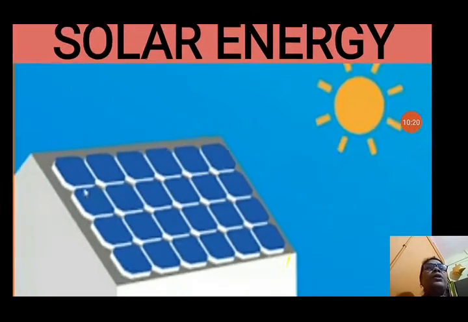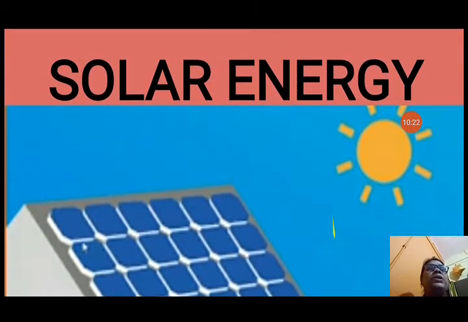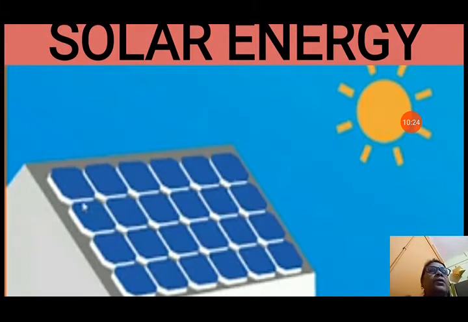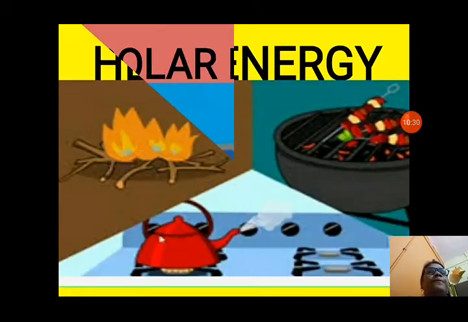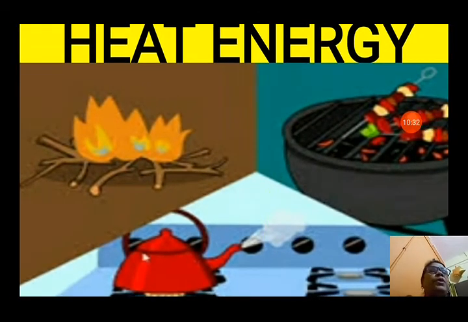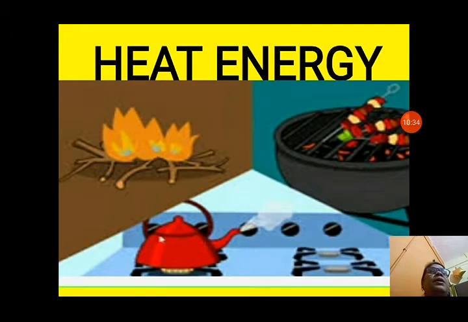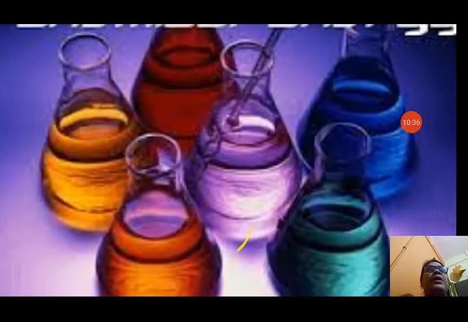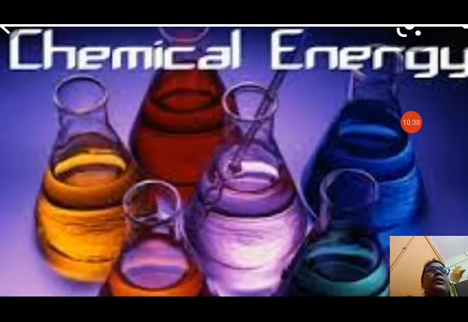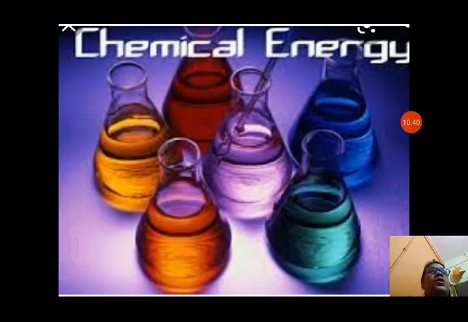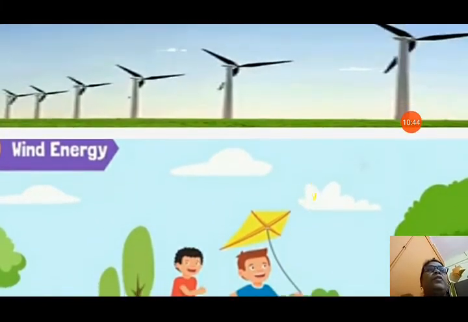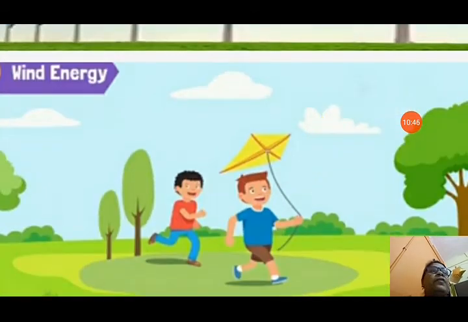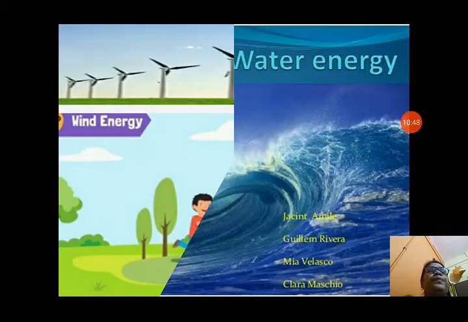Now next, solar energy, that energy we get from the sunlight, that is solar energy. This energy we take in the solar panel and we can use it in different ways. Third is heat energy, we get from the different types of fuels. Now next is chemical energy, when the two chemicals react it forms chemical energy. Wind energy we get from the wind. The windmills are run by the wind energy. We can fly the kite due to the wind energy.